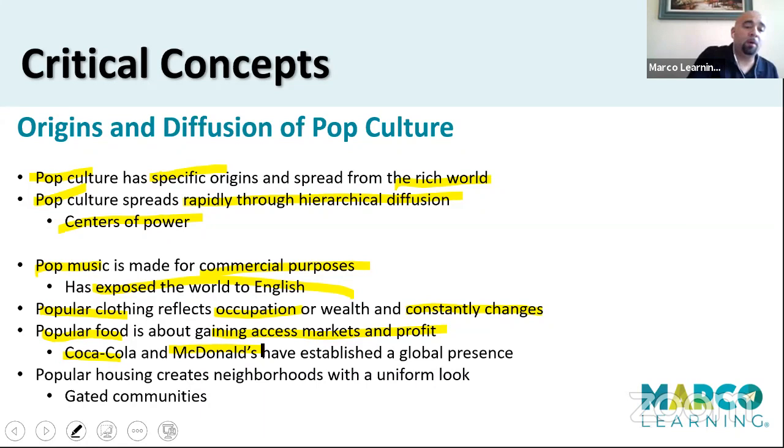Lastly, popular housing creates neighborhoods with a uniform look. This contributes to another concept that ties into this culture unit called uniform landscapes, areas where everything looks the same. Every house is the same. Another term for this is cookie cutter houses.